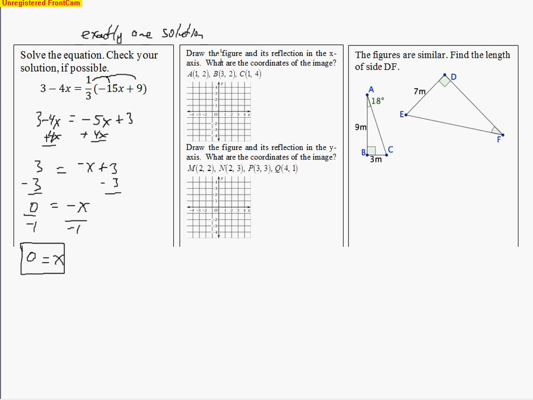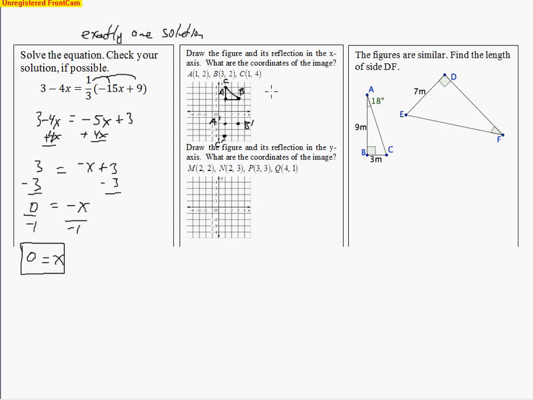Now it says to draw the figure and its reflection in the x-axis. And so that means across the x-axis. So I'm going to go over 1 up 2 spaces for A, and then over 3 up 2 for B, and then over 1 up 4 spaces for C. So there's my figure. Then I'm going to reflect it across the x-axis. So I'm just going to count the spaces. It's 2 spaces down, so I'll go 2 spaces on the other side of the x-axis. So that's going to be my A prime, my B prime, and C prime is going to be down a little bit further because it's got to go 4 spaces.